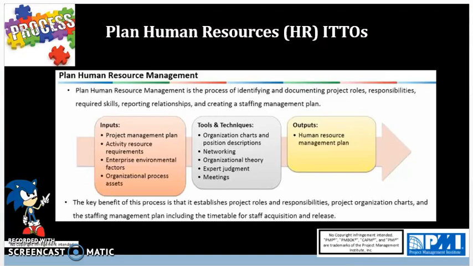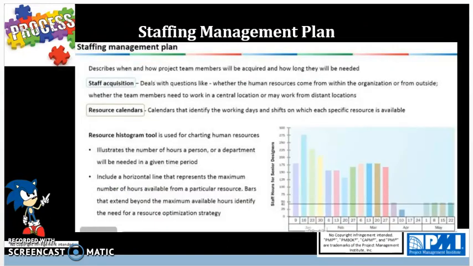Then you have the staffing management plan, which is also a part of the human resource management plan. The staffing management plan describes when and how a project team member will be acquired and how long they will be needed. So it consists of staff acquisition, which deals with questions like whether the human resources come from within the organization or from the outside, whether the team members need to work in a central location or may work from distant locations, aka remotely.